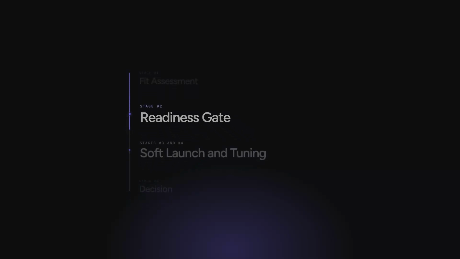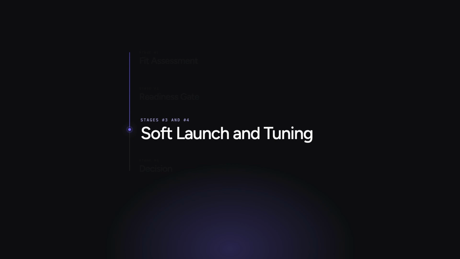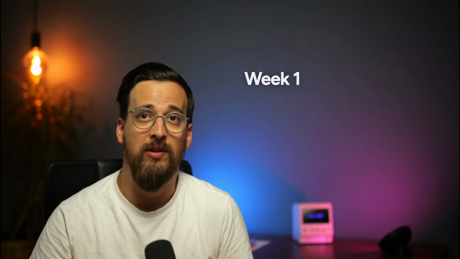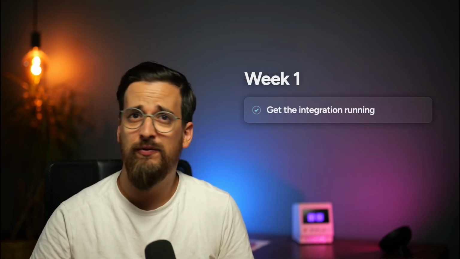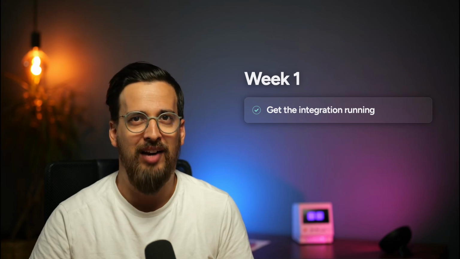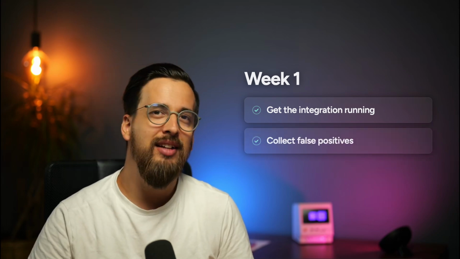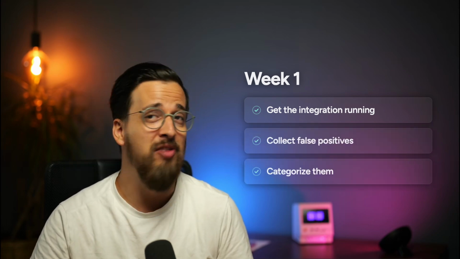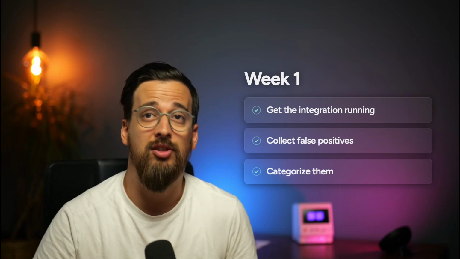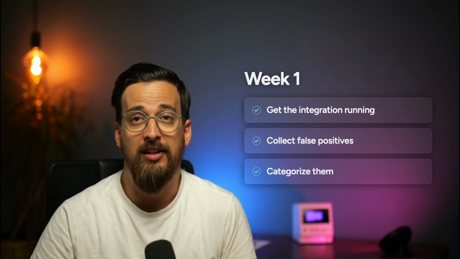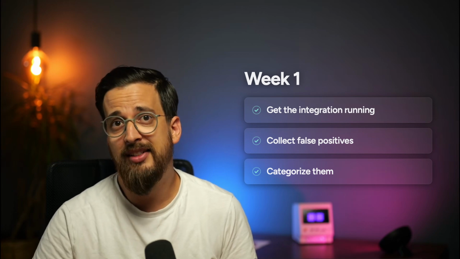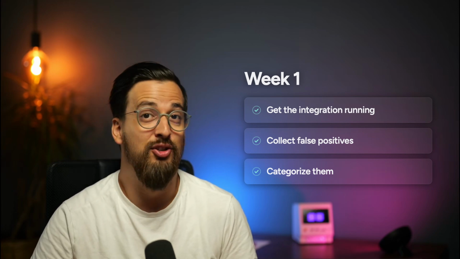Stages 3 and 4, soft launch and tuning. With all of that in place, the hands-on part is straightforward. Week 1 is a soft launch. Get the integration running fast, and instead of just watching for a week and declaring this is noisy, collect every false positive and categorize it. And that part is actually important. Categorized noise is something you can fix later, but a vague complaint is something you'll forget by the decision meeting.